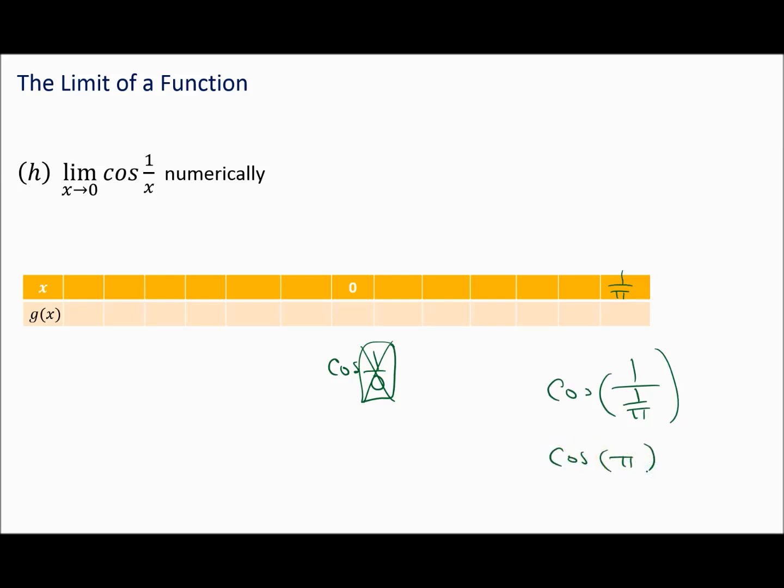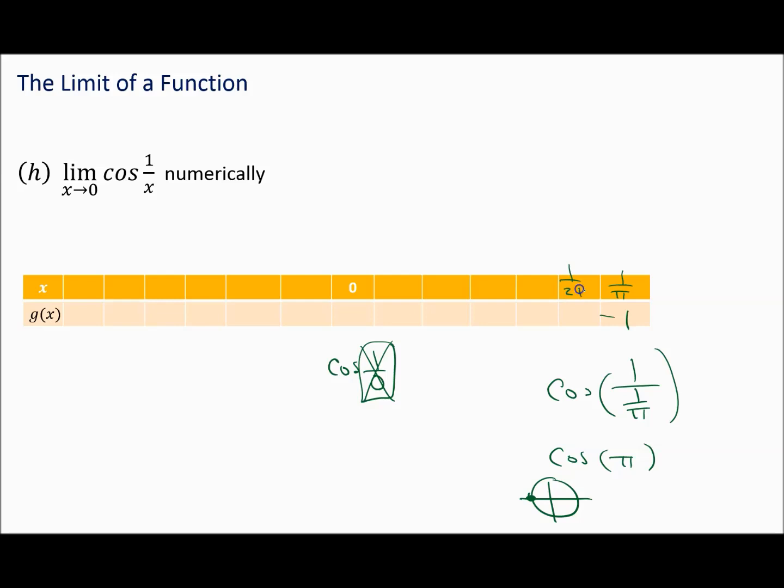Anybody remember what the cosine of pi is? Remember, pi is the x value on the unit circle. The cosine is the x value on the unit circle. Pi lives right over here. The x value right over there is -1. You remember all this? Now, what's closer to 0 than 1 over pi?